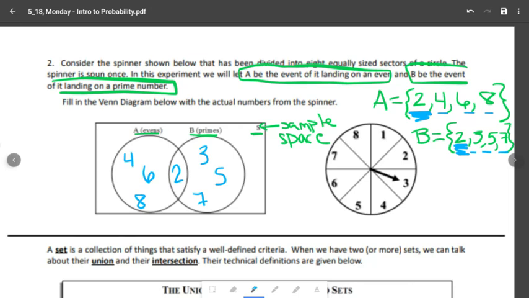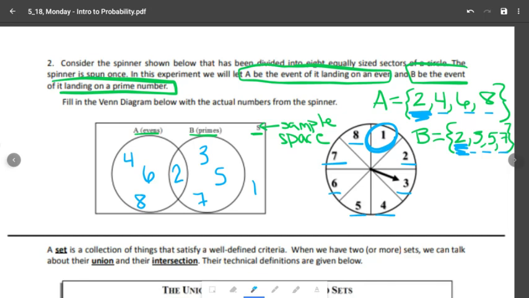Now, looking there, we have the number 2, we have the number 3 within a circle, 4 is there, 5 is there, 6 was listed, 7, and 8. All of those numbers were listed within those 2 circles. We're still missing the number 1, though. The number 1 does not fit in either circle, but it is still part of our sample space because it is a possible outcome on the spinner. So the number 1 is going to go into the rectangle, but not in one of the circles because it does not fit those criteria. So this is how the Venn diagram works.